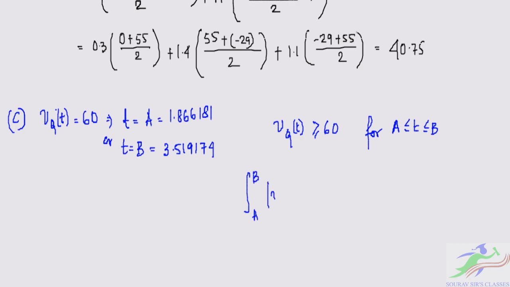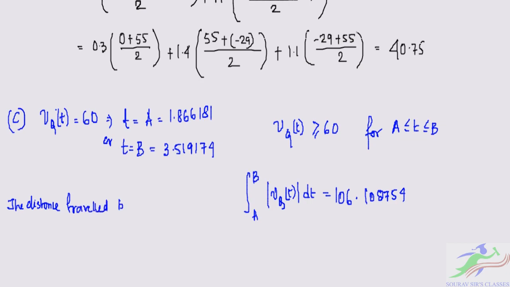of the absolute value of vQ(t) dt, it will be equal to 106.108754. Okay, so that is the distance traveled. So you find the time first and then the distance traveled by particle Q during the interval a ≤ t ≤ b. It will be equal to 106.109 meters. Okay, so first is the time and then the distance. So that covers part C.